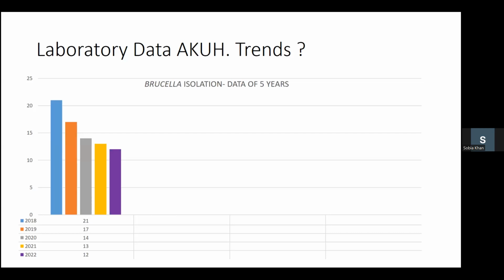I did a search for 5 years, from 2018 till 2022, to see the trends of Brucella isolation from blood cultures. Mind you, this is only the blood culture isolation and not the other samples or the seroprevalence. So this clearly shows that there has been a decrease in the isolation of Brucella, with 21 cases isolated in 2018, compared to 12 cases isolated in 2022.